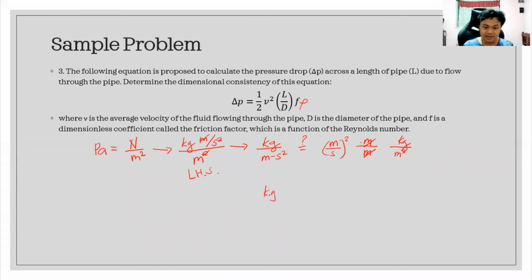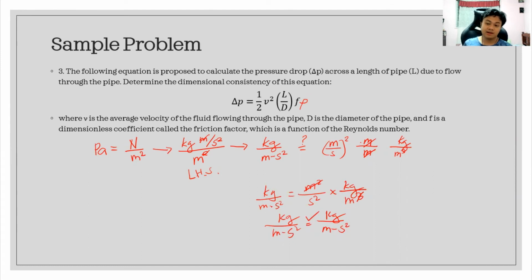The units in the left remain as is. Now we have meter squared per second squared times our kilogram per cubic meter. As you can see, this cancels, and there is a 1 over meter that remains here, and now our units are consistent already. They are the same. So that's how you can check for dimensional consistency.